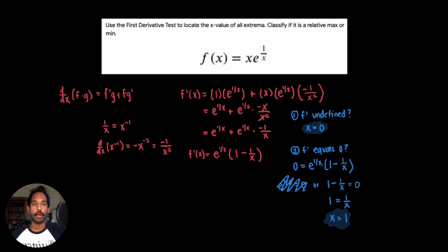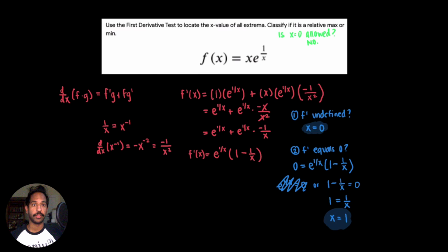But we need to figure out, are they both allowed in the domain? For that we have to look at our original function. Is x equals 0 allowed? When we look at it, we're going to see that the answer is no, because if we put x equals 0, we would get 1 over 0 in that exponent of e. And so the answer is no. It's not a critical point, and it's not allowed.